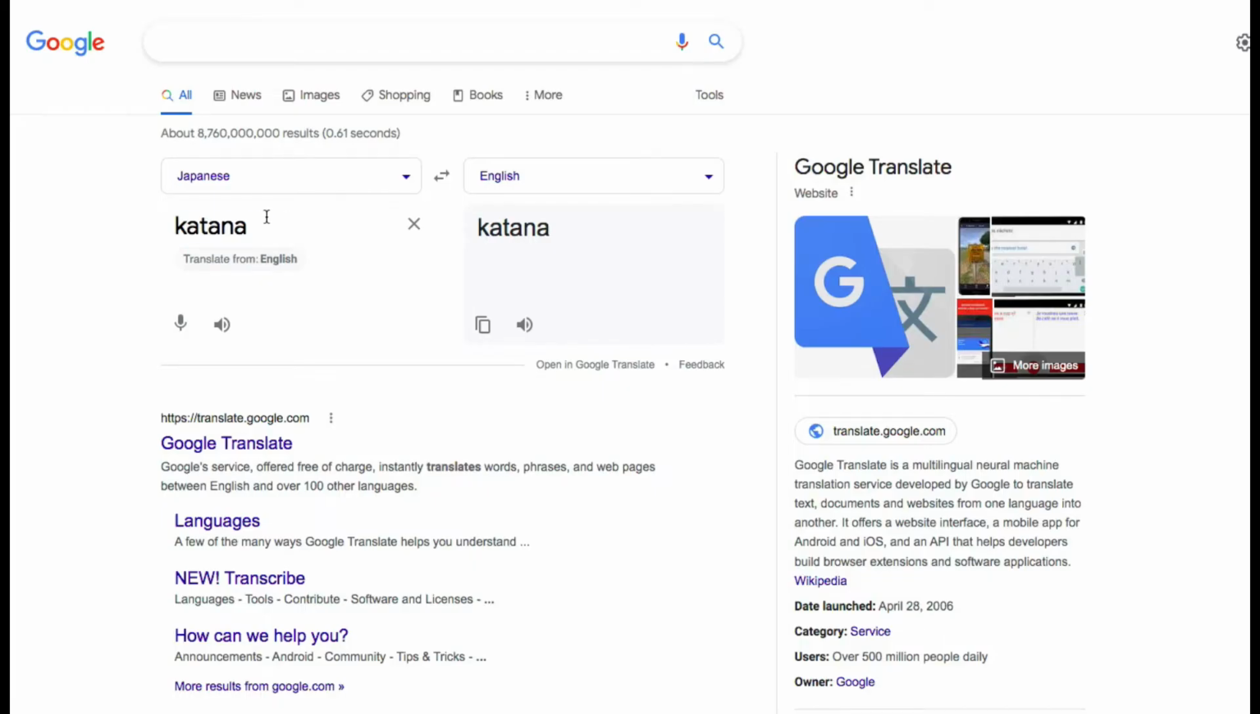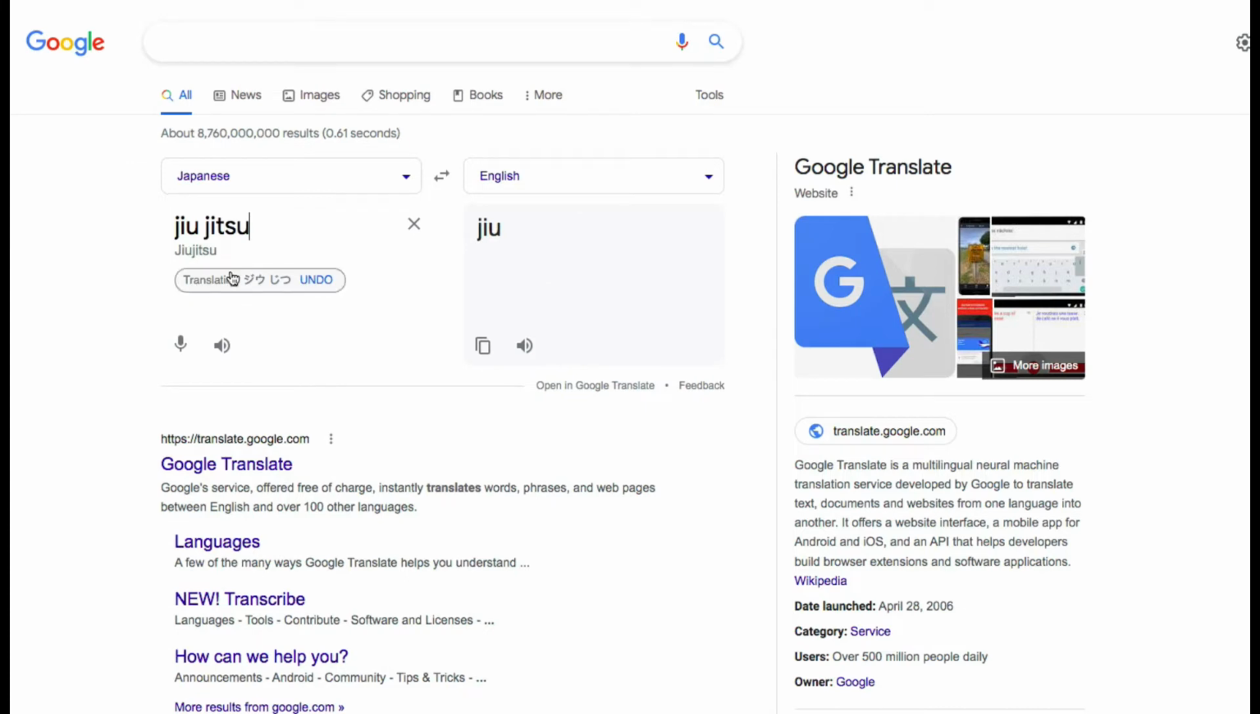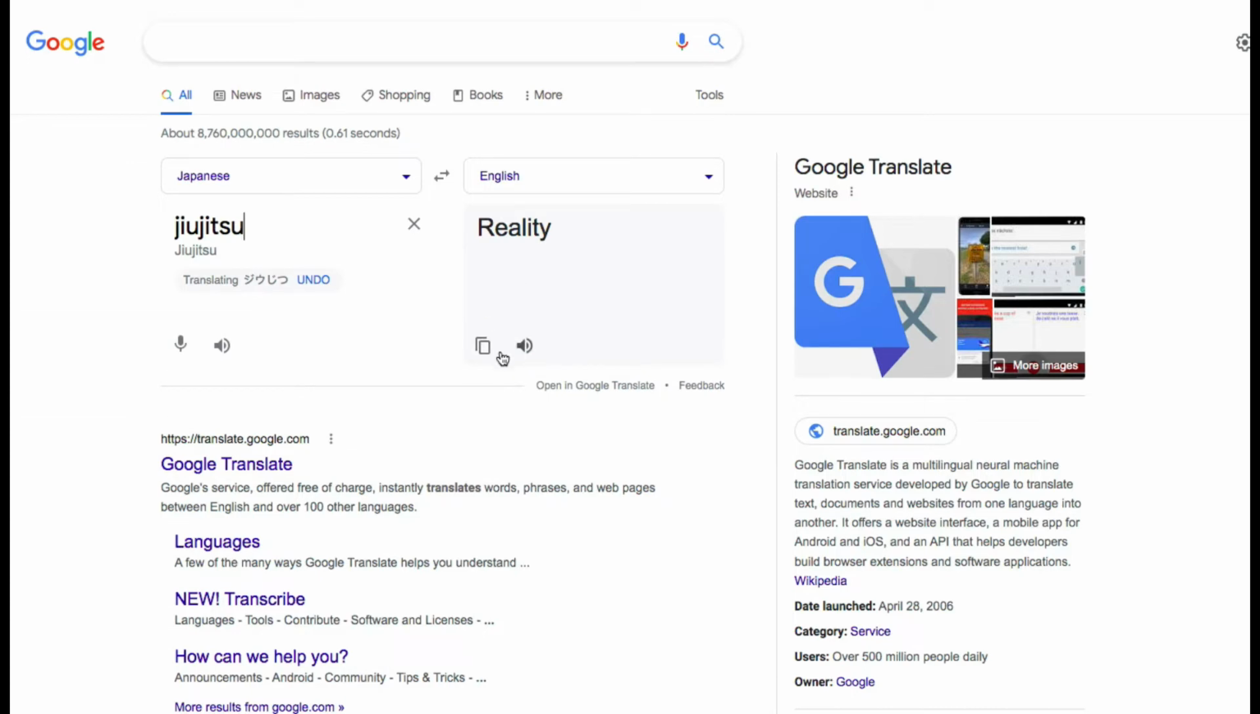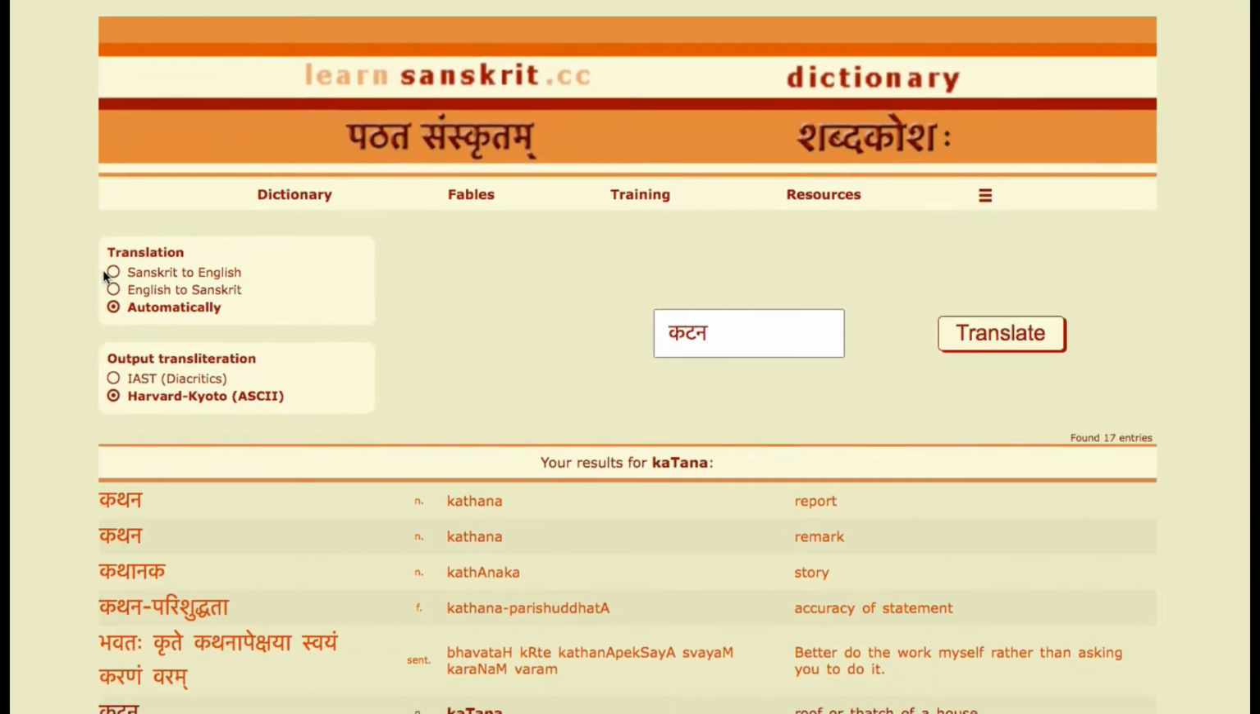Even some, like jujitsu, let's see if they have it. Jujitsu here. How do I fix this? Sorry. Jujitsu. Reality? Well. Jujitsu. It's a Sanskrit word. Look.